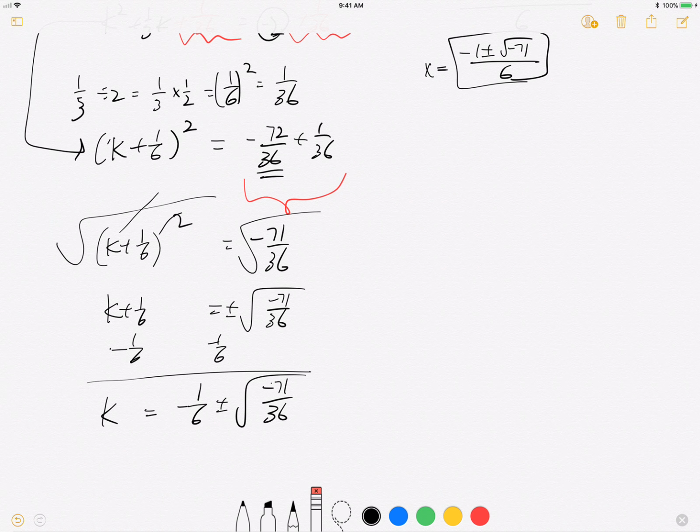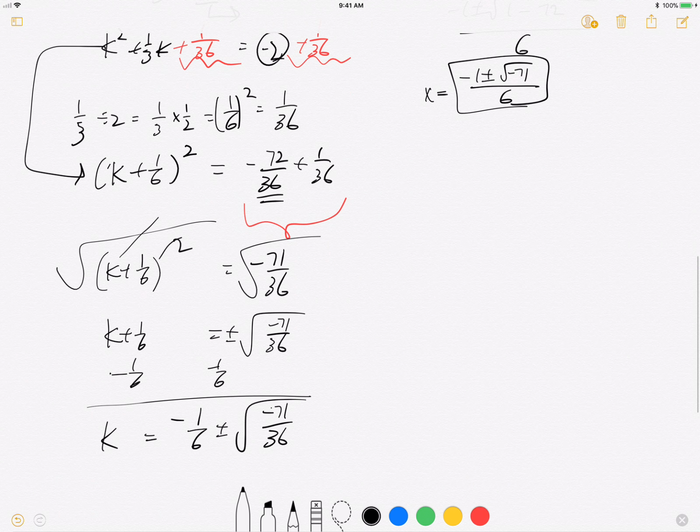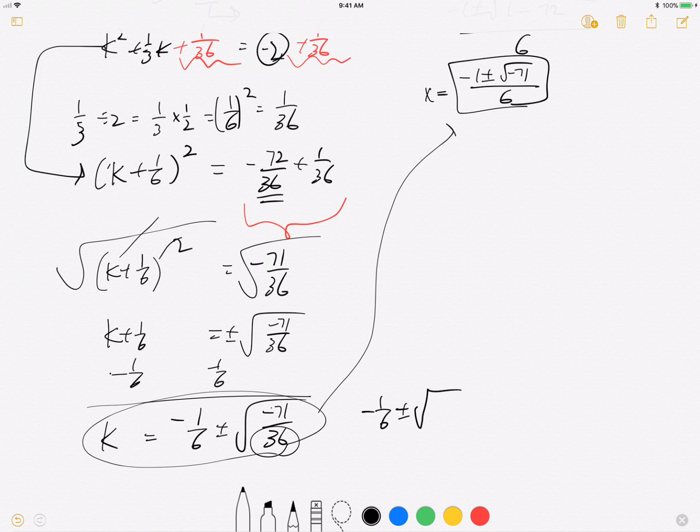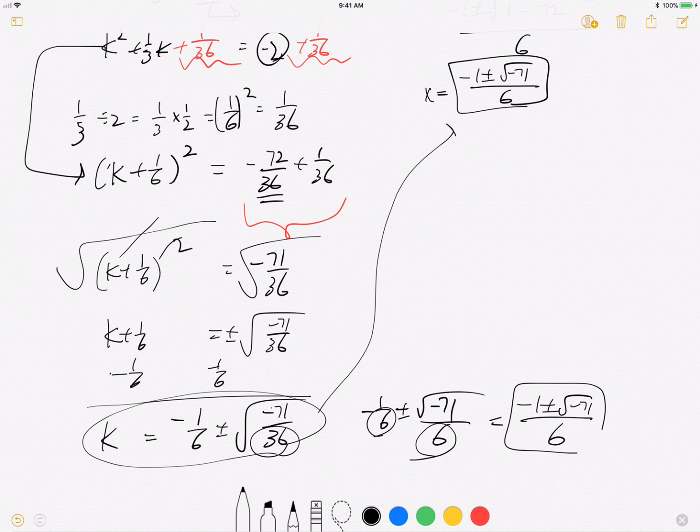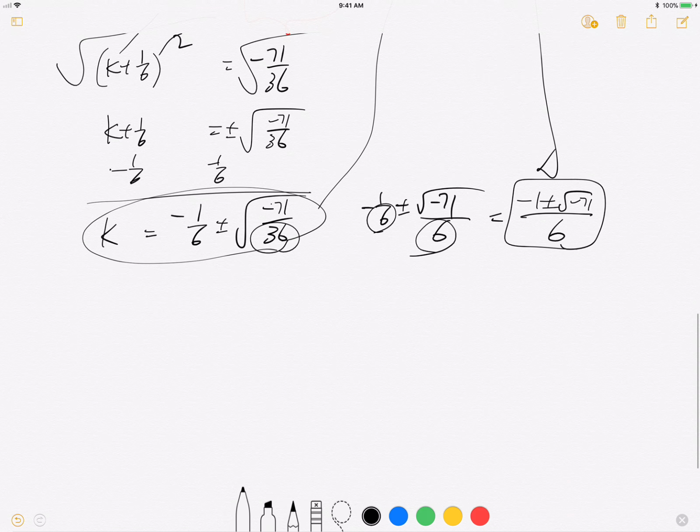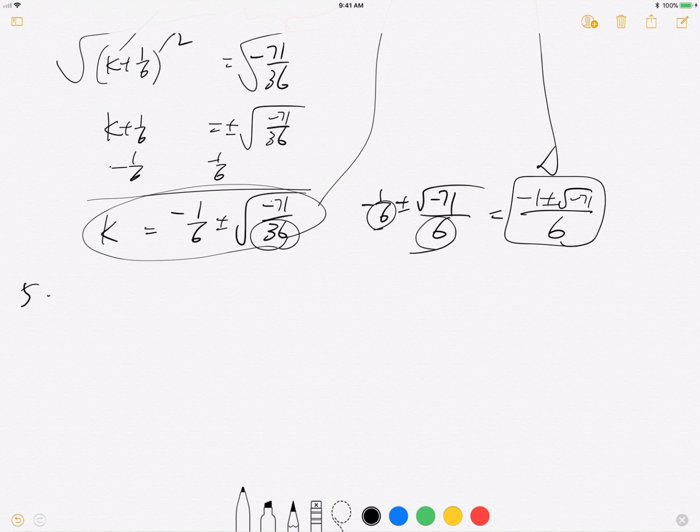negative 71/36. That's going to make that a little bit more negative. And as you can see, this number and this number is going to be the exact same thing. This is going to be a 6, so negative 1/6 plus and minus the square root of negative 71. I drew that a little longer. Over 6, so this is a common denominator, so I can combine those two together and get that. And look at that. They are two exact same things. Okay? That's number 4.